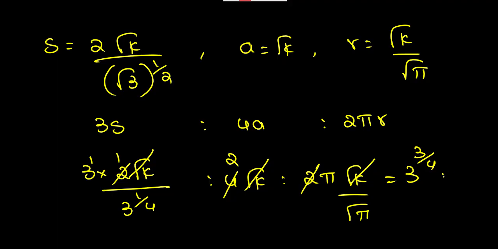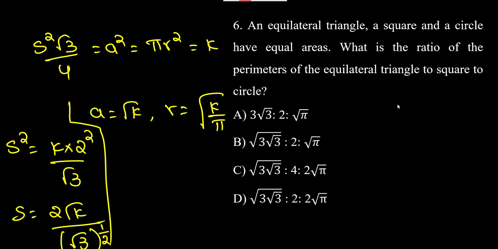Okay, whereas the next one is 2 pi divided by root pi, which is nothing but 2 root pi. So I need 2 and root pi as the second and third terms. 2 and root pi are there in two options.